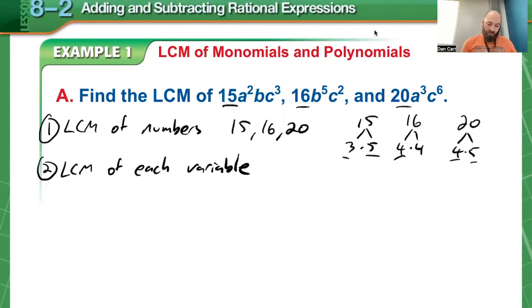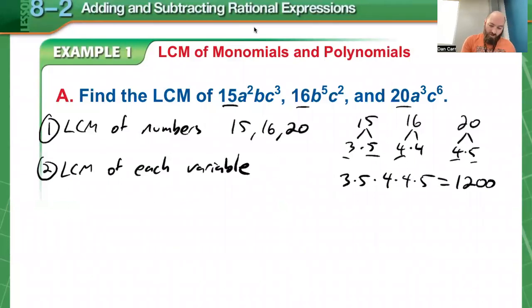So basically, if we take 3 times 5 times 4 times 4 times 5, we multiply all these numbers together and should get a least common multiple. 3 times 5 times 4 times 4 times 5 is going to give me 1,200.